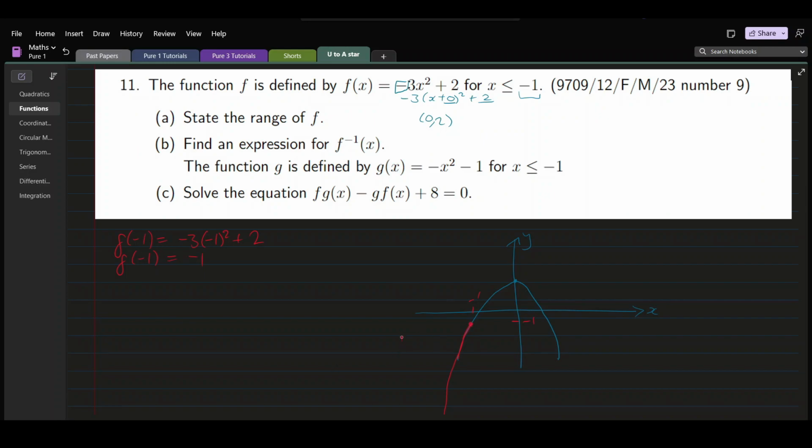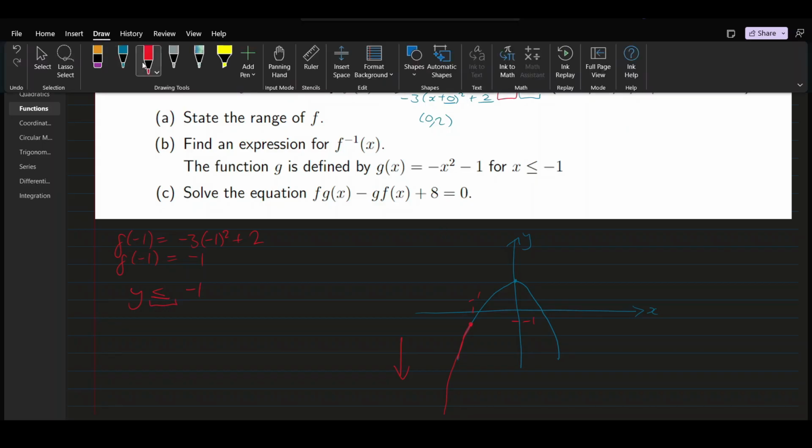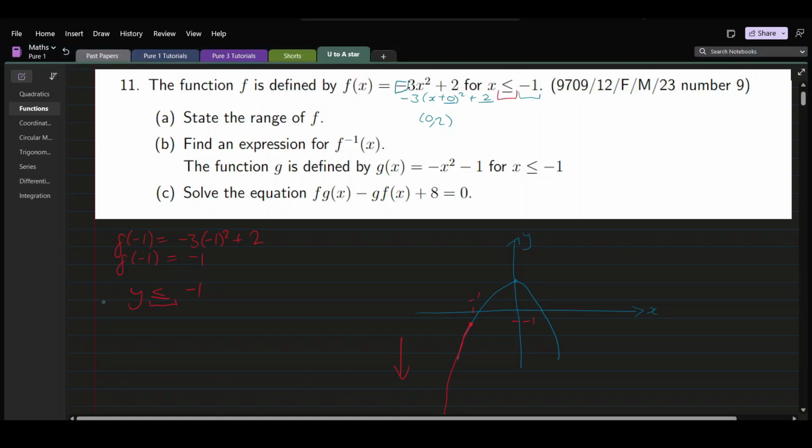And we can tell that our function is going downwards, so our range would be that y is less than or equal to negative 1. We're using the or equal to sign because they also used it in their domain. Okay, let's go back to our blue pen. Part B, find an expression for f inverse of x.